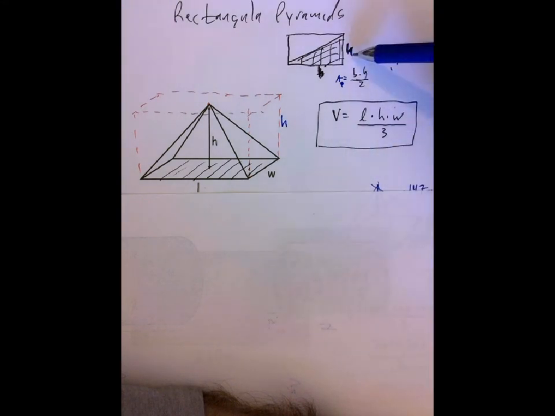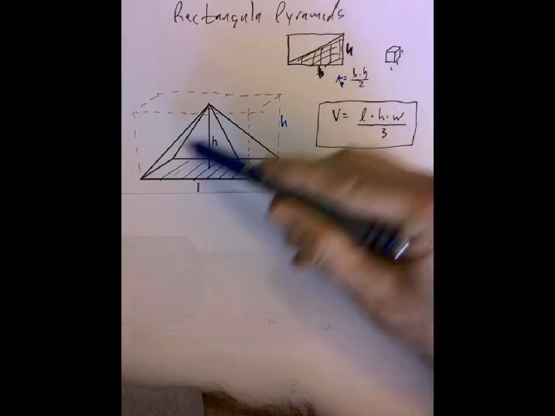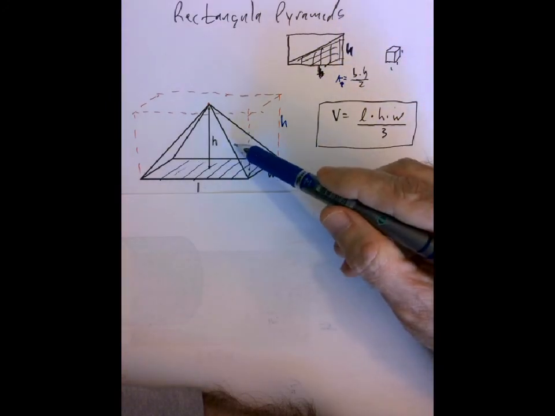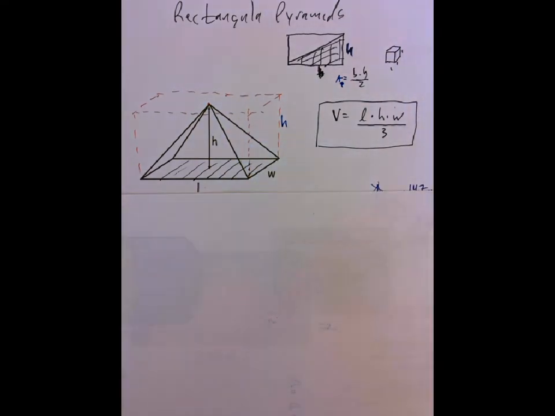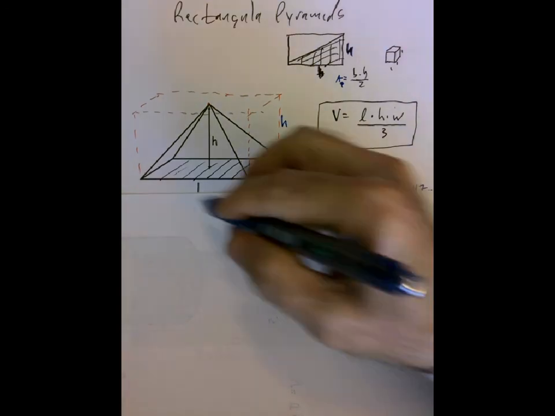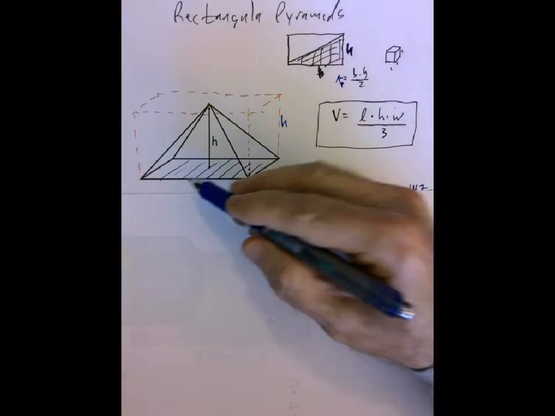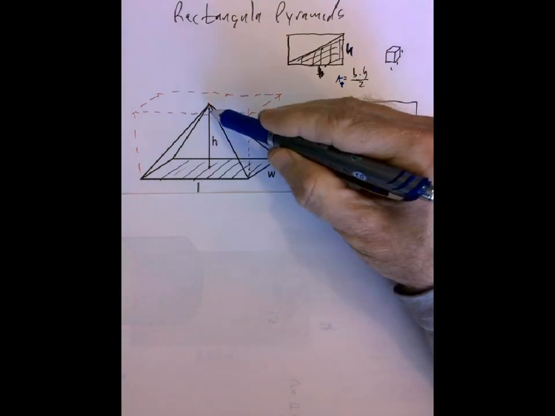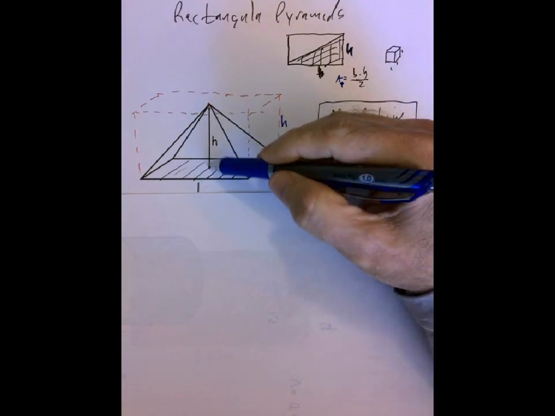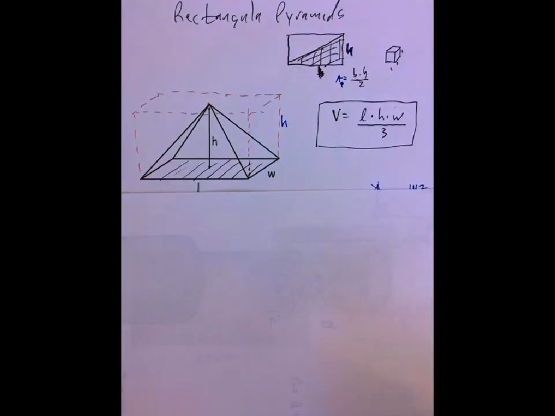For the same reason we divided by 2 to get the area of the triangle, we're going to divide by 3 to get just the area of the pyramid that's inside the box. Okay? All right. So that is our volume formula for pyramids. Length times width, which is the length times the width of this rectangular base, times the height, which is the distance from the base up to the top of the point.